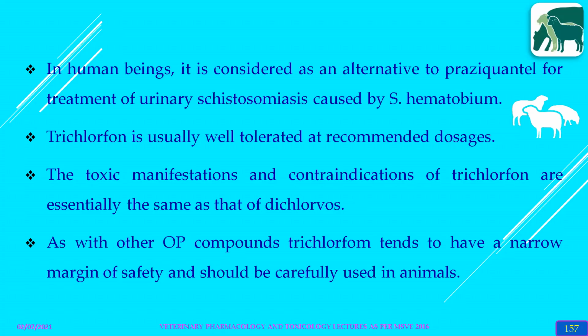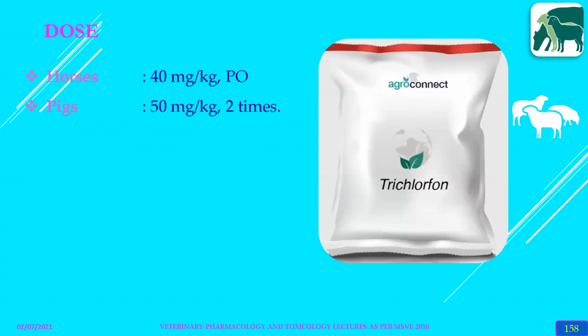So this has a very low margin of safety when compared to the other anthelmintics. The dose is 40 milligram, and in pigs it is 50 milligram per kg two times.